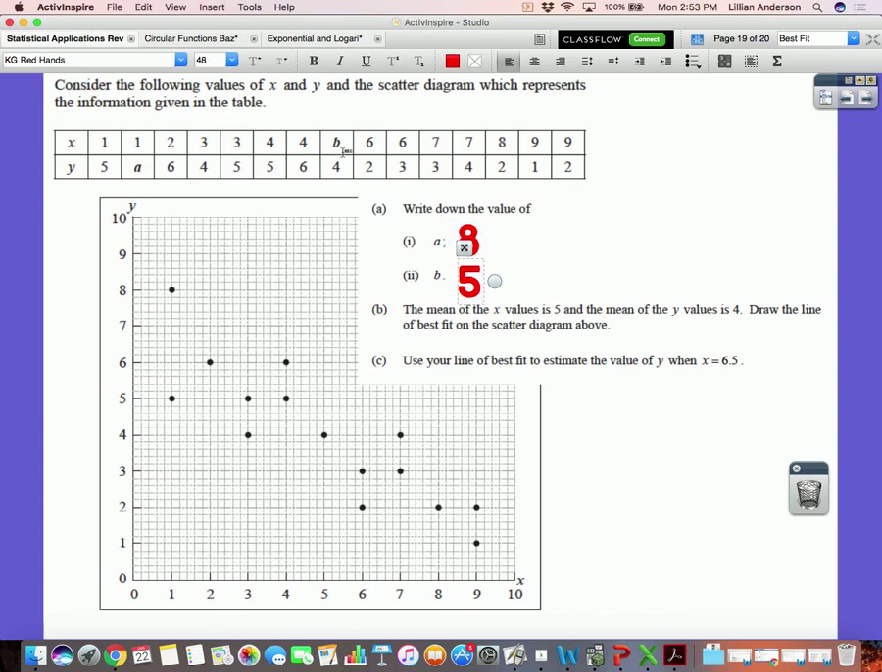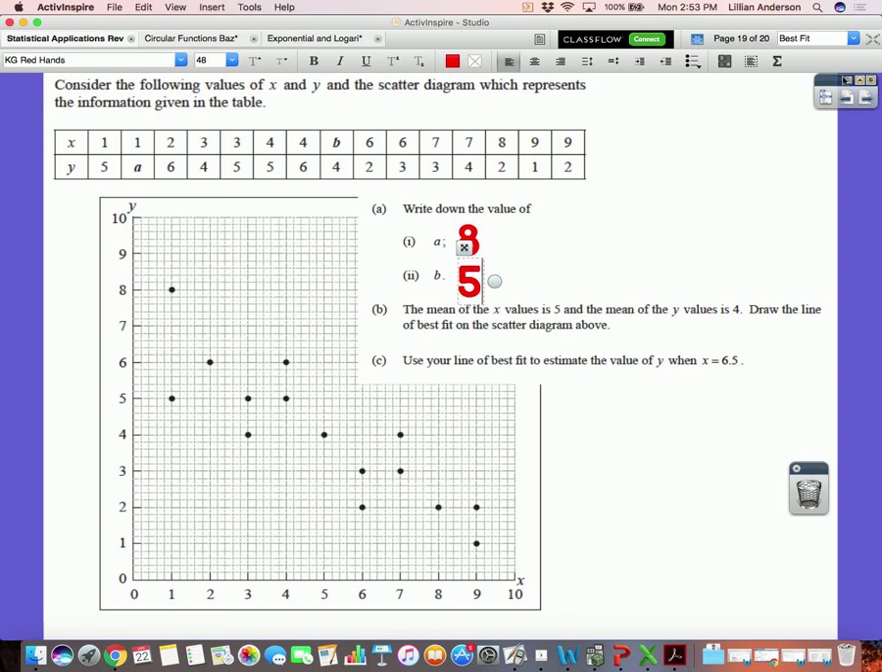To do B is the same thing. When x is some value, y is 4. So it can either be 3, 4, or 5, 4, or, I mean, 7, 4. It can either be 3, 4, 5, 4, or 7, 4. And if you take a look, 7, 4 is already taken, and 3, 4 is already taken, so that means B has to be 5.